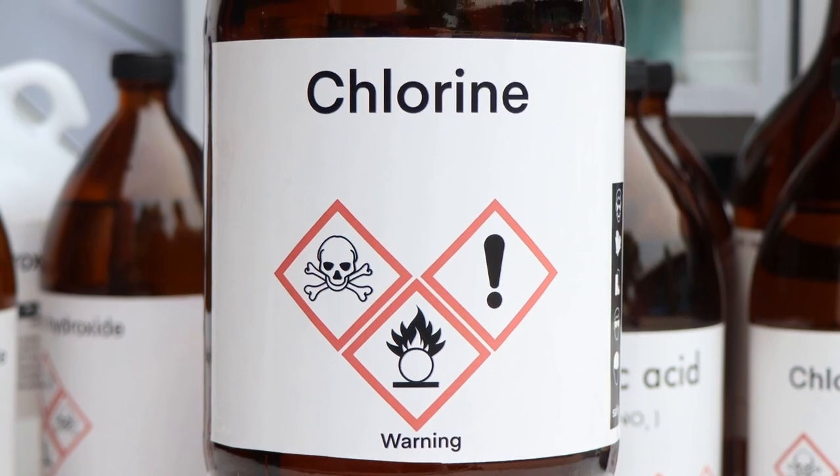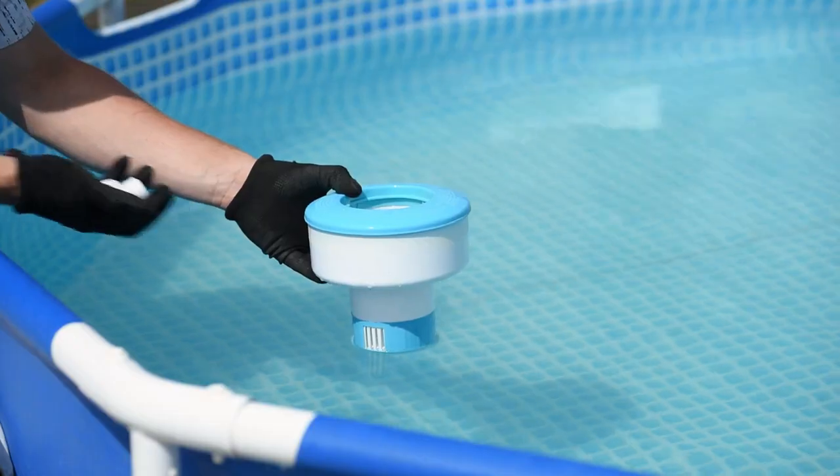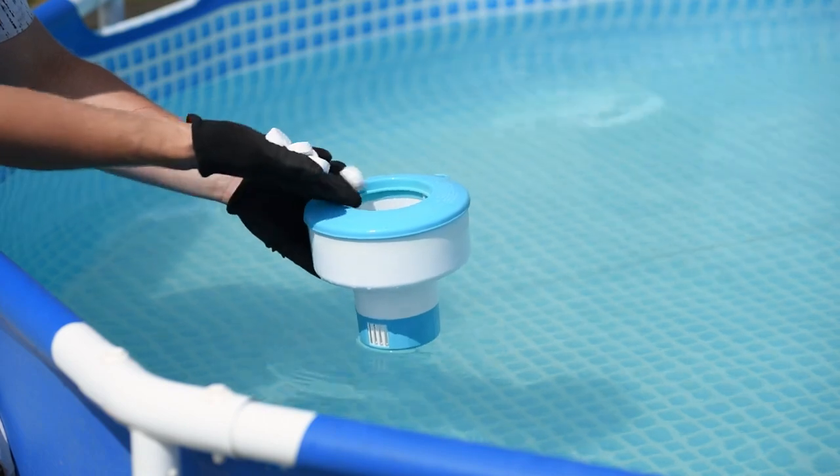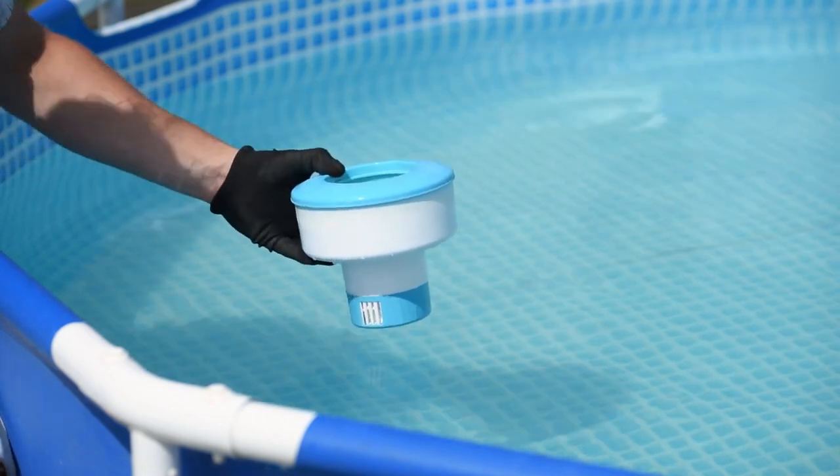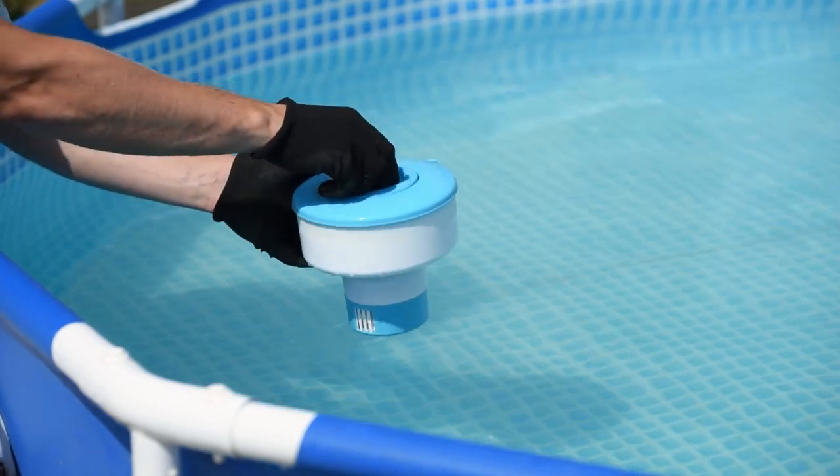You see, chlorine is a chemical and it's toxic. Chlorine is very effective in keeping pathogens in a pool at bay, but it does come with some serious downsides, as chlorine irritates the skin, the eyes, and the respiratory system.